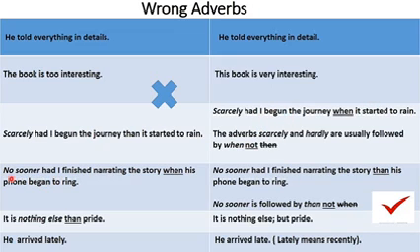Let us look at the next sentence: no sooner had I finished narrating the story when his phone began to ring. English will tell you that no sooner cannot select when. What should it select? It should select than. So: no sooner had I finished narrating the story than his phone began to ring. No sooner is followed by than, not when. Take note. Very important, because these are areas of challenge that if you don't master them, you have issues. But when you master them, no problem.